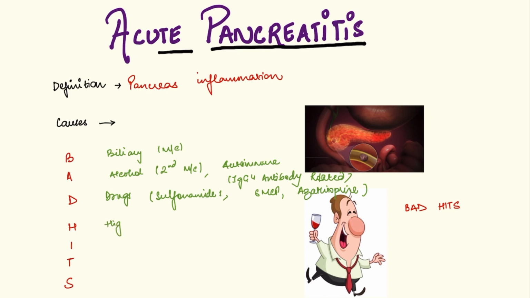Then you have the H in HITS, remember high: high triglyceride and high calcium. If triglyceride is more than 1,000 milligram per deciliter, it can cause acute pancreatitis, and hypercalcemia also. This is very important. Hypertriglyceridemia and hypercalcemia can cause acute pancreatitis. Now, I includes infection like mumps, coxsackievirus, CMV, or parasites. This could cause acute pancreatitis.